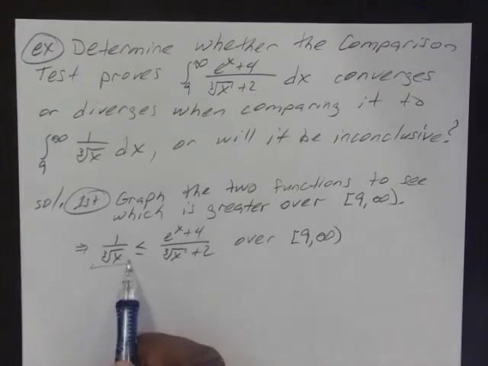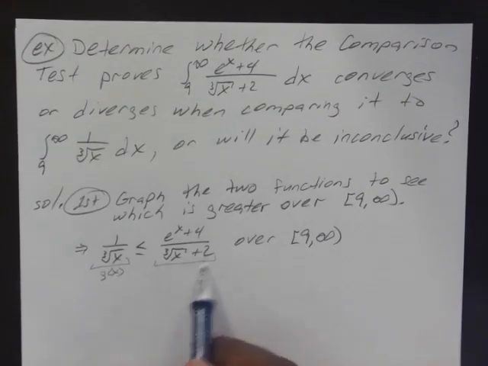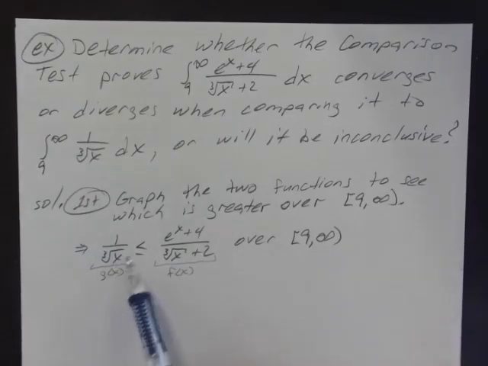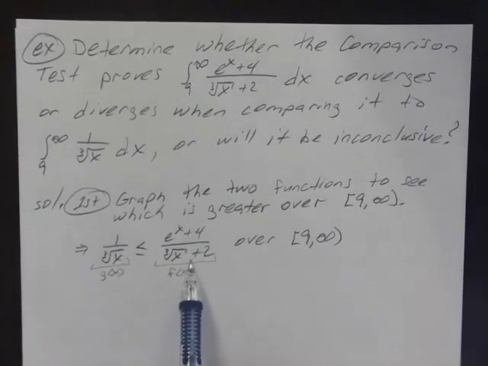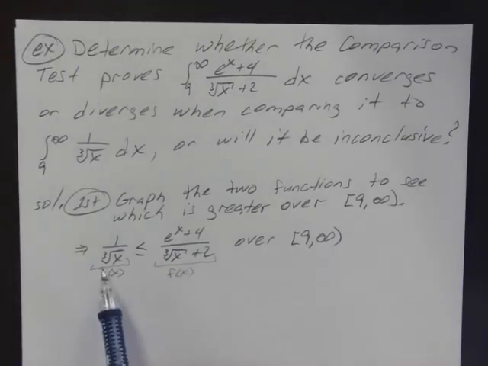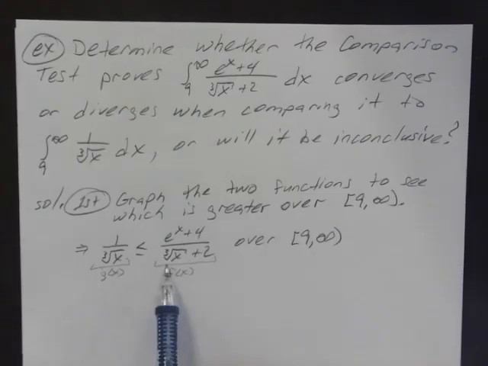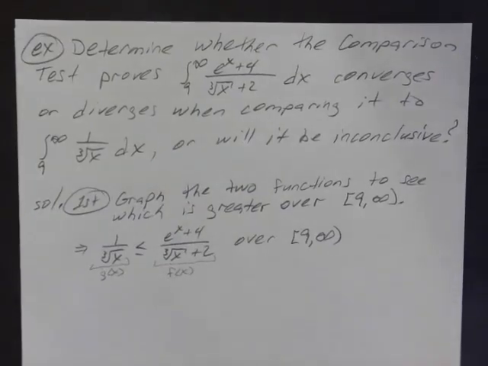Okay, so this is your g of x, and this is your f of x. Okay, so if we can prove this g of x is divergent, then we know this f of x is divergent. But if this g of x is convergent, then we have no idea what this is, and we'd have to find it using another test. So this would be inconclusive.